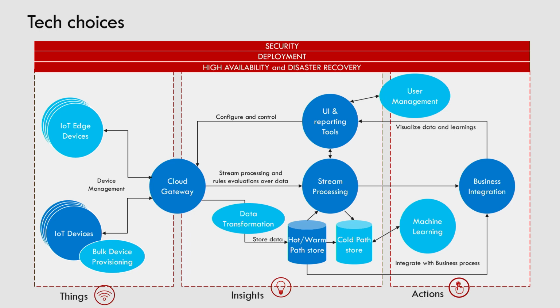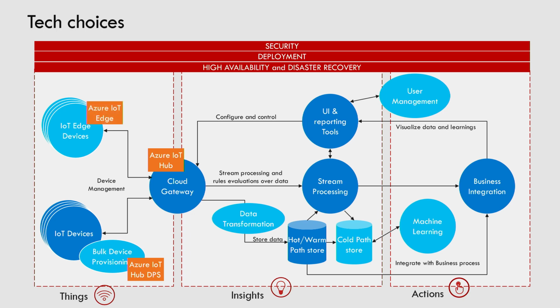Let's talk about the technology choices. This is probably what some of you have been waiting for. We recommend IoT Hub as the cloud gateway of choice. It provides you the capabilities that you need to provision millions of devices at scale through the IoT Hub device provisioning services.